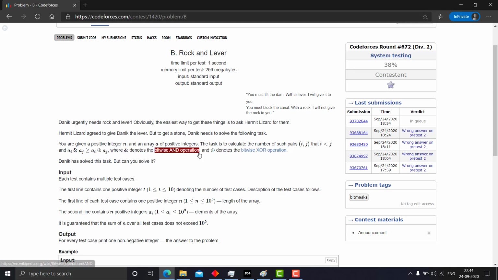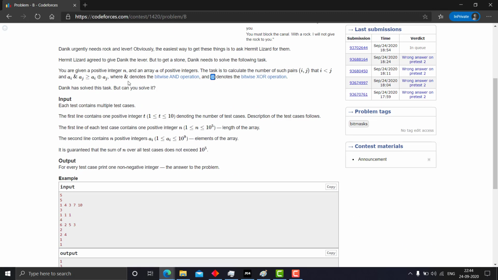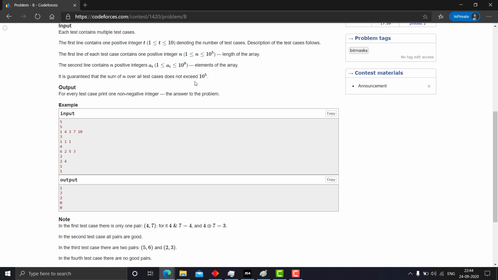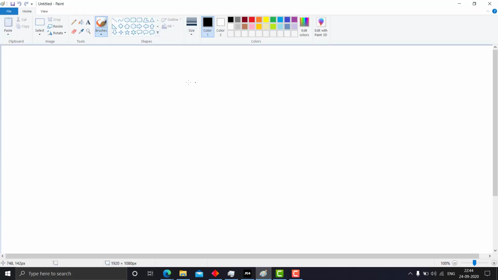If you don't know what bitwise AND and bitwise XOR are, you can ask in the comments and I will make a video for you so that you can learn it. I am hoping that this is a prerequisite. You need to do this in n log n time. The constraint on ai is 10 raised to 9 and the number of numbers n is 10 raised to the power 5. So how do we do this?